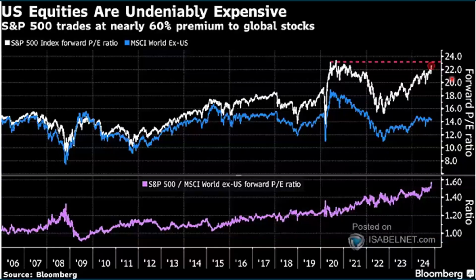Okay, then Bloomberg came out with a chart that also suggests that stocks are undeniably, so apparently if you deny that, you're not seeing reality here. But it says S&P 500 trades at nearly 60% premium to global stocks.